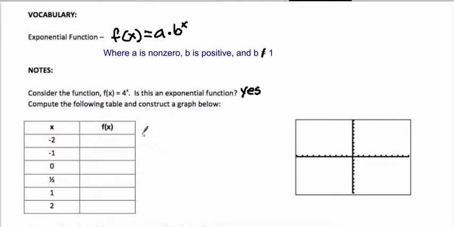Okay, so if I put in -2, I have 4 to the power of -2. Remember, a negative exponent just puts the base in the denominator. So I have 1 over 4 squared, and 4 squared is 16. So this would be 1/16. Okay, 4 to the power of -1. Well, just put it in the denominator, so we get 1/4.